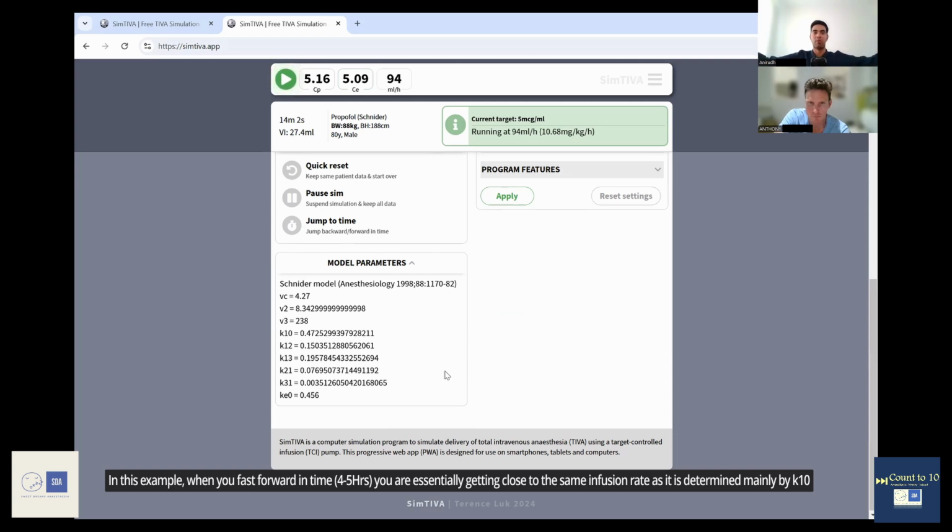Yes, cumulatively, you would have given less because you've used less bolus and less before you got to that equilibration phase where you're just using K10 and K31. But you just have to keep that in mind from a clinical context.